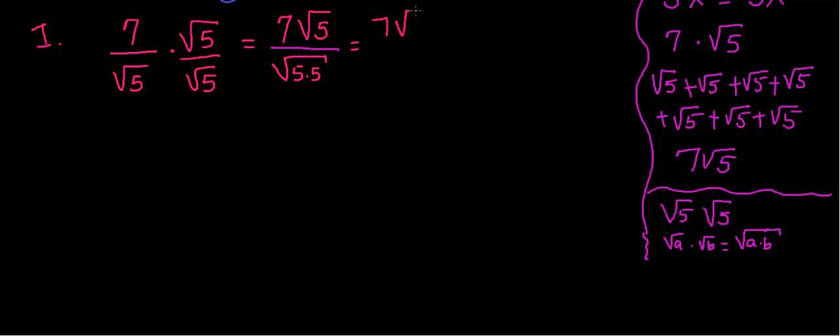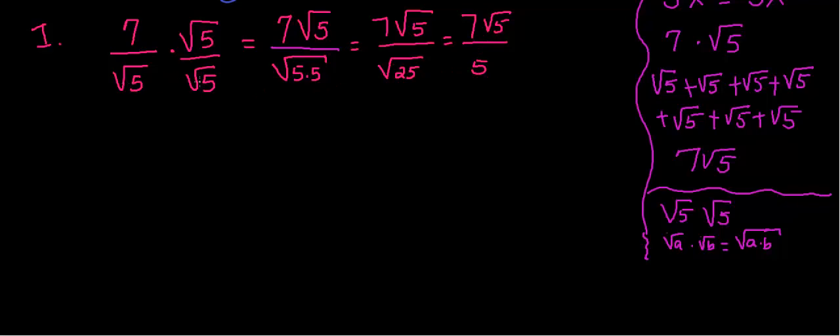And that becomes 7 square root of 5 over the square root of 25. And this is what you get as your final answer. Notice, very important here, notice that my denominator is no longer a square root. Now it's a rational number. Okay, it's a 5.